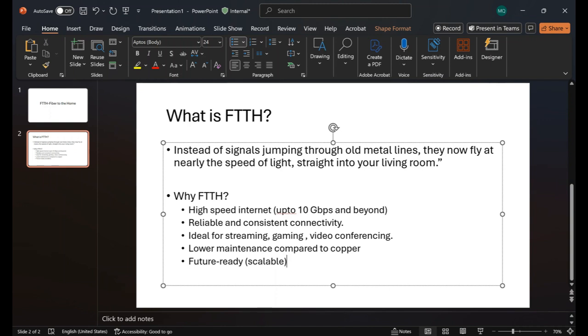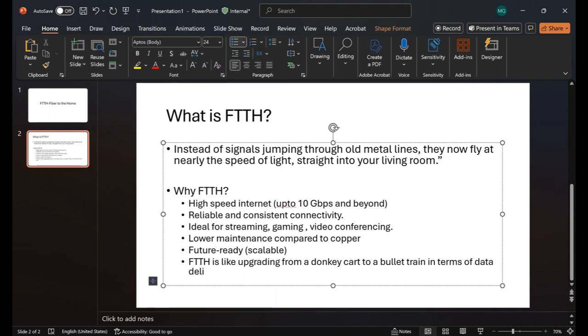FTTH is like upgrading from a donkey cart to a bullet train in terms of data delivery.